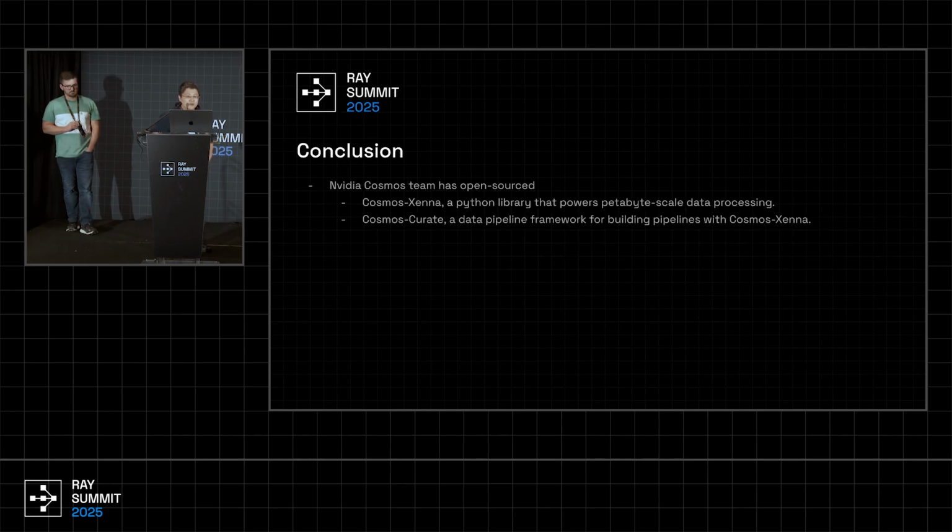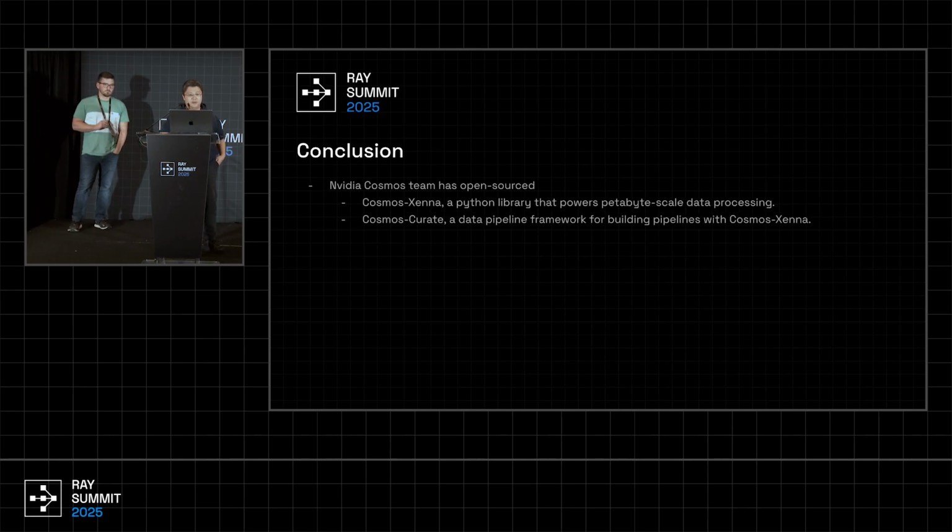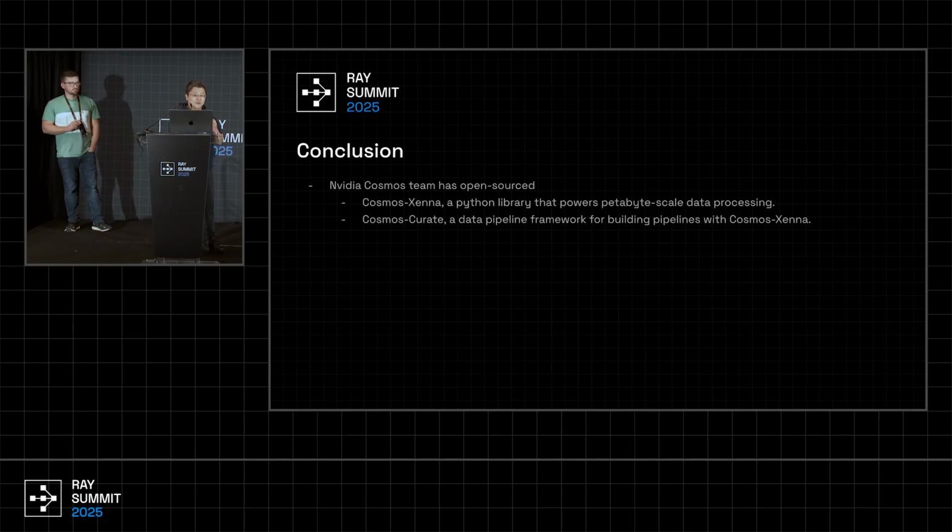Okay, so to conclude, the NVIDIA Cosmos team has open sourced Cosmos-Xenna, which is a Python library that powers petabyte scale data processing internally. And also Cosmos-Curate, which is a data pipeline framework for building pipelines with Cosmos-Xenna. Oh, I should mention that if you want to use Cosmos-Xenna, Cosmos-Curate can be an example of how you want to build your stuff using Cosmos-Xenna, even if you don't really want to use Cosmos-Curate, right? It's a good example of using Cosmos-Xenna.